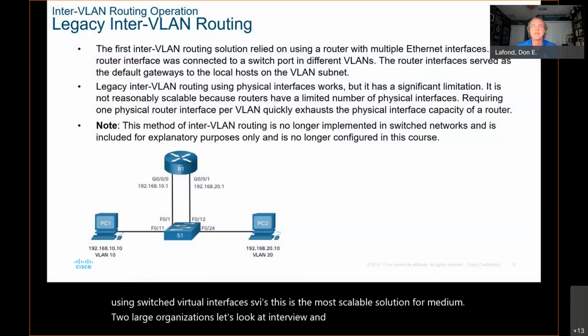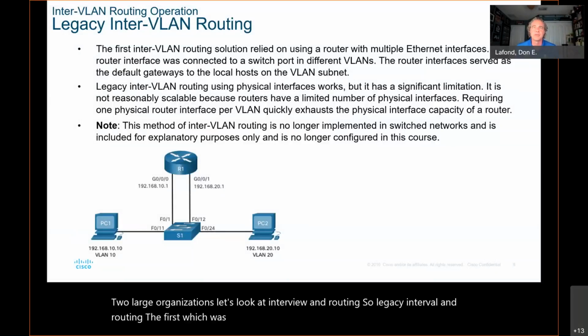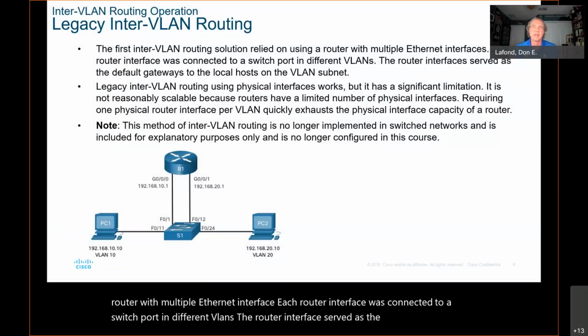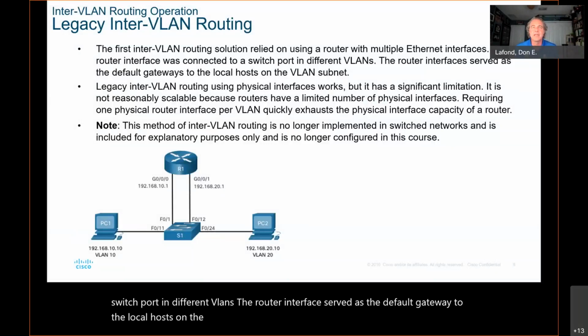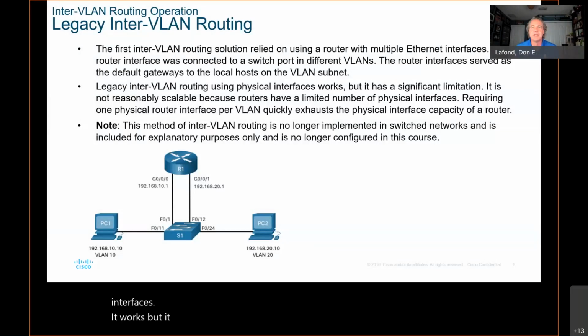So legacy inter-VLAN routing, which was the first inter-VLAN routing solution, relied on using a router with multiple Ethernet interfaces. Each router interface was connected to a switch port in different VLANs. The router interface served as the default gateway to the local hosts on the VLAN subnet. Legacy inter-VLAN routing used physical interfaces. It works, but it has a significant limitation. It is not reasonably scalable because routers have a limited number of physical ports.